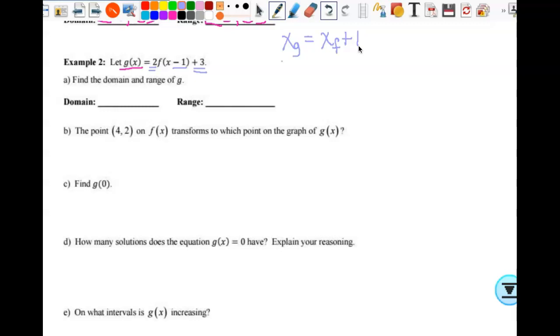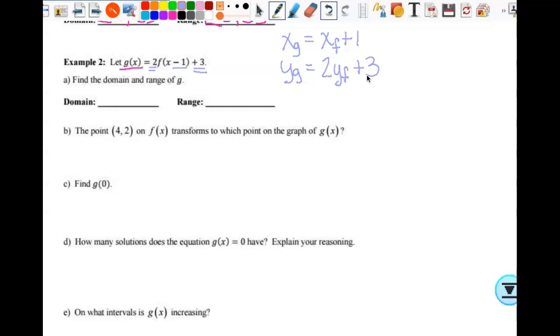Then I need to see my y values for g. That's equal to, well, for the y, because y doesn't lie, I'm just going to do exactly what it says. I'm going to double the y value from f, so 2 times the y values of f, and then we will add 3. There are little equations that can help us with everything. Okay?